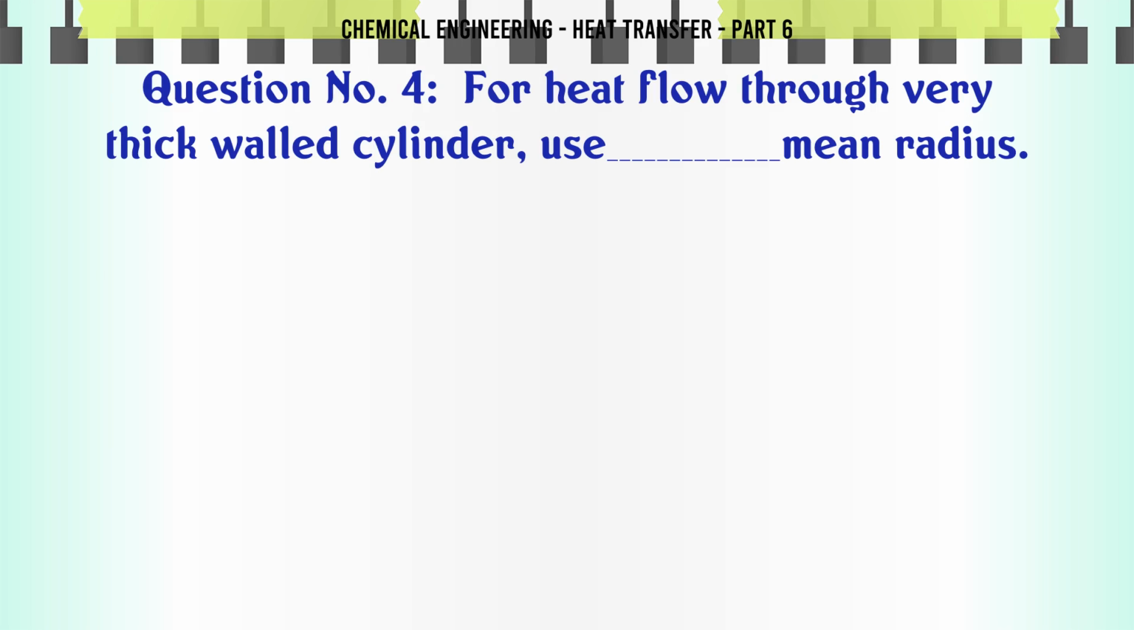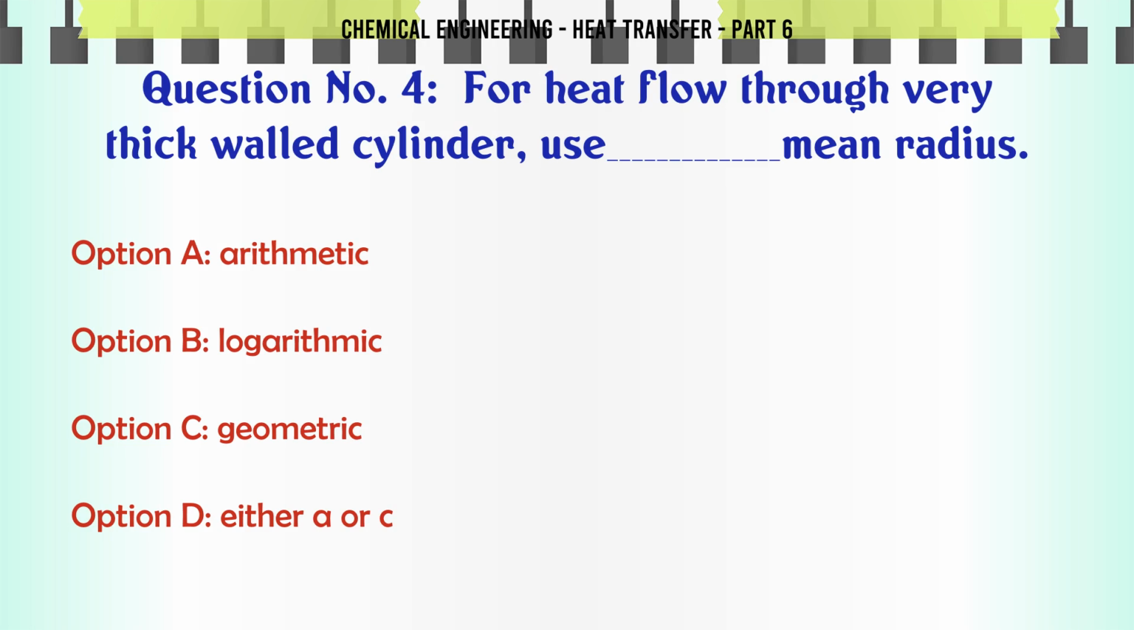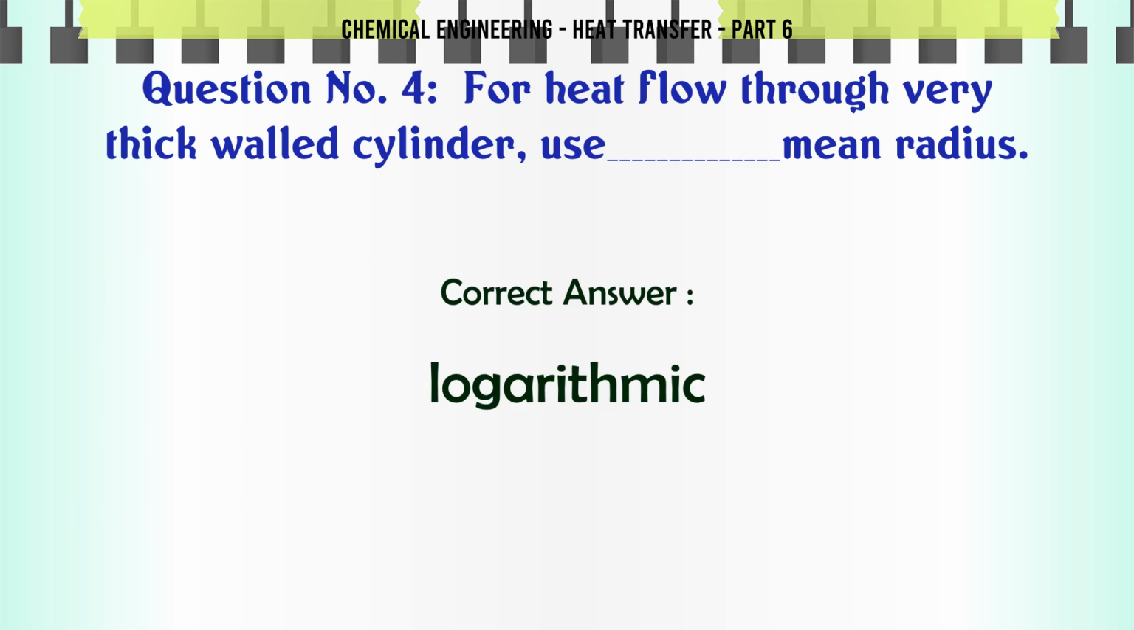For heat flow through very thick-walled cylinder, use mean radius. A. Arithmetic. B. Logarithmic. C. Geometric. D. Either A or C. The correct answer is logarithmic.